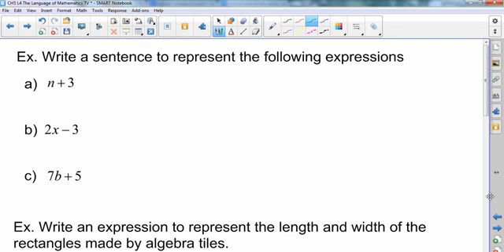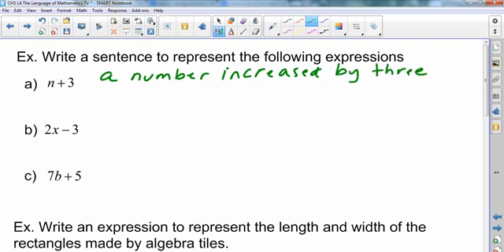So you might want to say a number increased by 3, or 3 more than a number, or 3 more than an age, or whatever. And then we would say that n equals a number. So we're saying what variable we're using and what it is standing for.